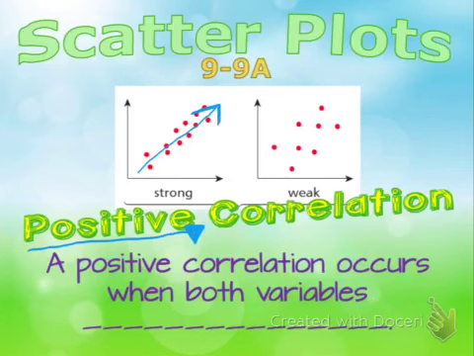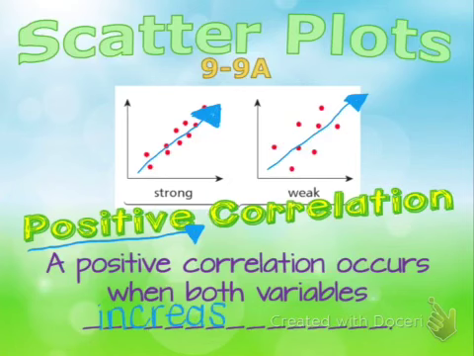This is a strong positive because all the numbers are really close to the middle line. And then this would be like a weak positive because while all of them still have that tendency to go positive, the data kind of strays from that middle line. So a positive correlation occurs when both variables increase at the same time. So this word down here should be increase. So as one increases, the other increases.